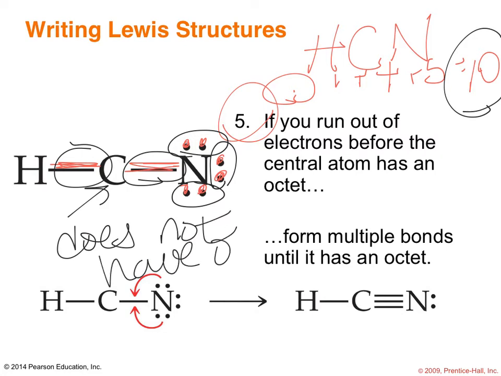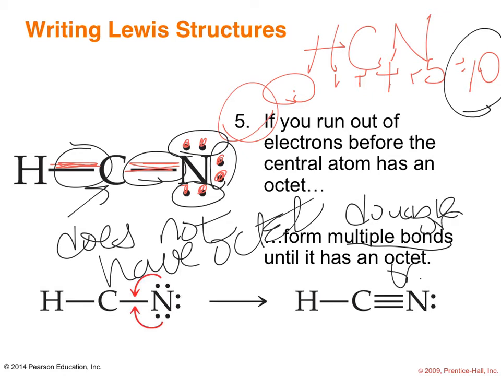Okay? So if you reach this point after the first 4 steps and your central atom does not have an octet, you need to start making multiple bonds. That means double bonds or triple bonds until your central atom has an octet. How do you make a double or triple bond? Well, for each double bond, you take 1 pair of non-bonding electrons on a terminal atom and use them to make a double bond, and of course then they go away.